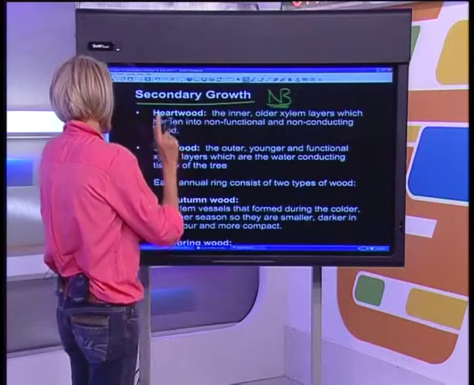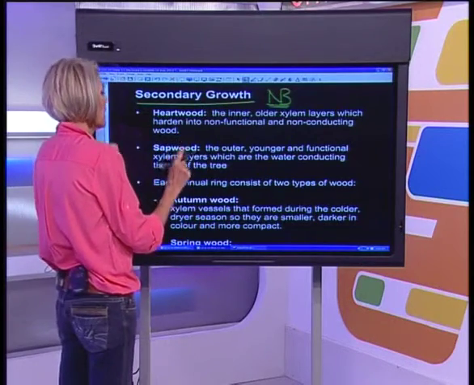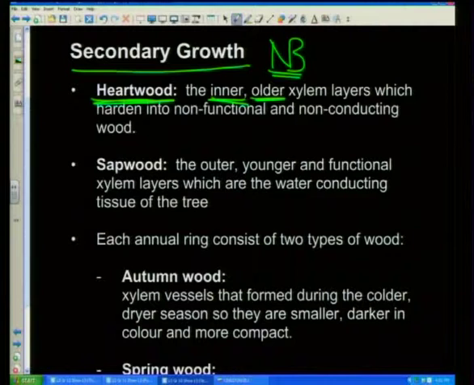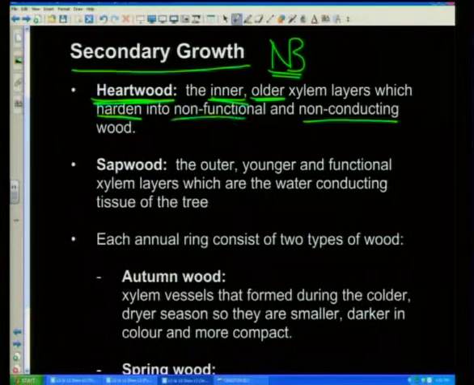So here we go. We have 2 types of wood, okay? Now think, heartwood, your heart is in the middle here. So your heartwood would be the most special wood. So heartwood, it's inside. And because it's right in the middle, it's going to be the older xylem layers. And what's happened? They've become hard and they don't work anymore. So there is no conducting. They are non-functional and non-conducting wood. But their main function here is going to be support.